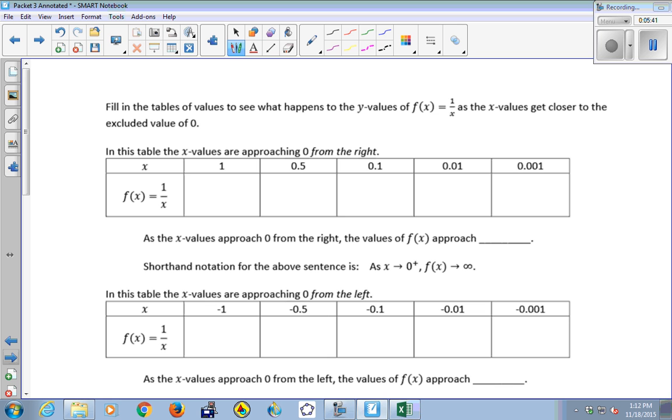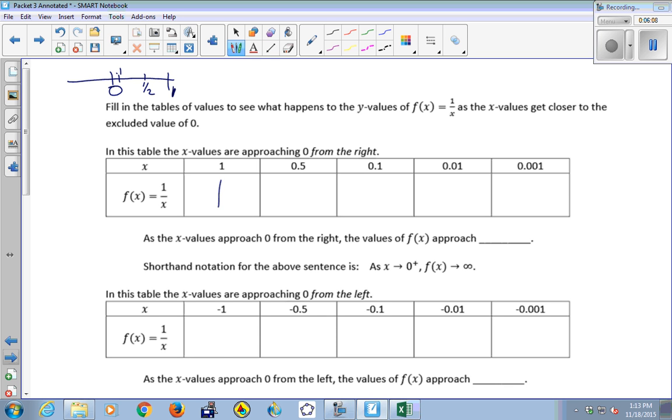So in this table, I'm going to have x values approaching 0 from the right. So picture 0 on a number line. And I'm going to put in things that get closer and closer to 0, starting from 1 on the right of 0. So I'm going to put in a 1, then a 1/2, then a 0.1, and get closer and closer and closer. Okay. So what happens if I put a 1 into 1 over x?